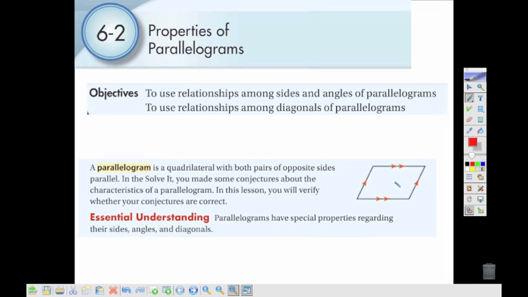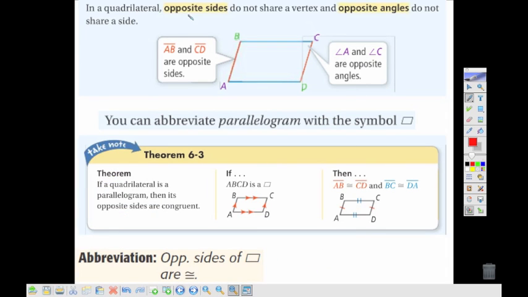The other things that we're going to find out are theorems that are proven after we know the opposite sides are parallel. Now the first one, when we're talking about opposite sides, we're talking about the ones that are not connected. Same thing with opposite angles. We could be talking about A and C because they're across from each other. We could also be looking at B and D for opposite angles. We can abbreviate parallelogram with this symbol, which will make our writing a lot less. It's a long word. We don't have to write it.